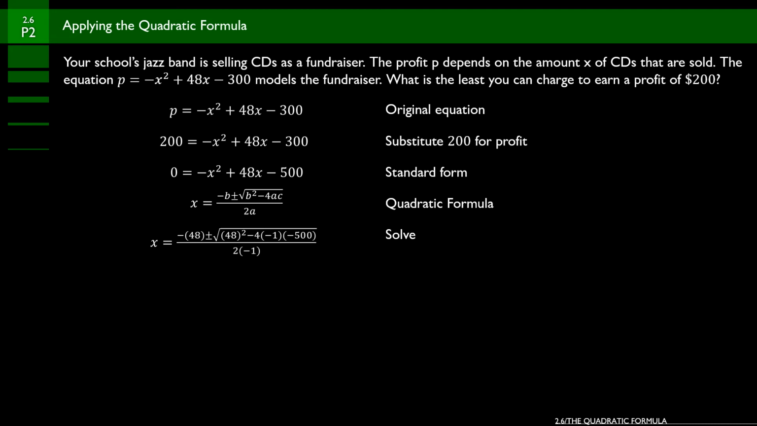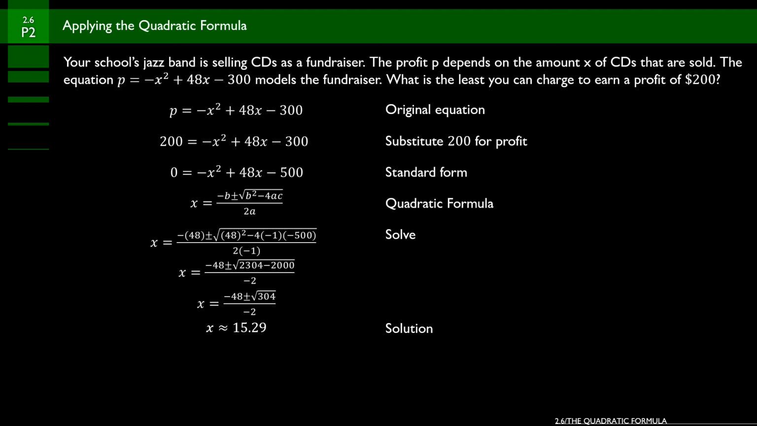Now obviously at this point you're going to need to use a calculator. So we work this out and simplify it down. We get negative 48 plus or minus the square root of 2304 minus 2000, over negative 2. 2304 minus 2000 is going to give us 304 inside that radical. So negative 48 plus or minus the square root of 304 over negative 2.